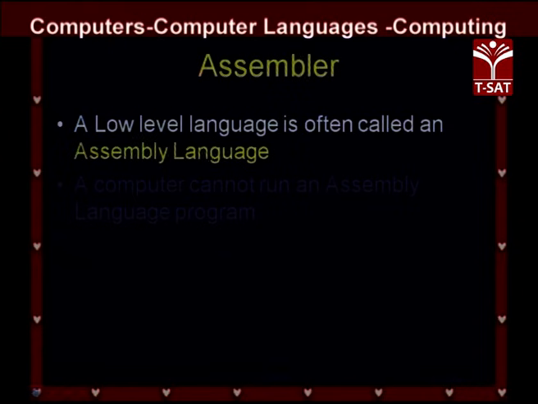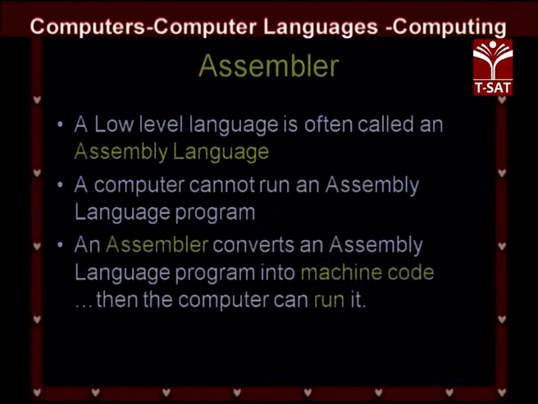Similarly, we have something called assembly language, or assembly level language. Ideally, all low level languages are also called assembly languages. We have something called an assembler, which converts all low level or high level language to machine level language, that is machine code, or zeros and ones.